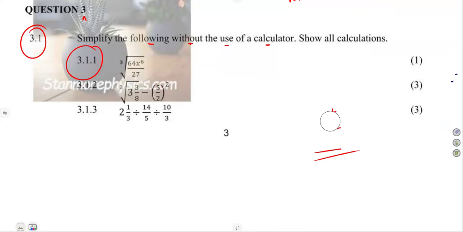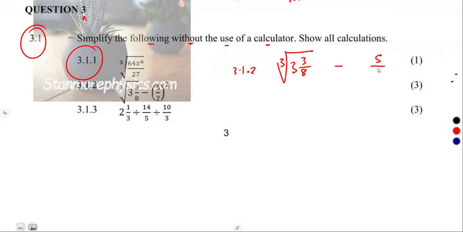All right, let us consider the second part, which is our 3.1.2, where you're given the cube root of 3 and 3 over 8, minus 5 over 2 squared, like this, right? So what is the cube root of this? We have to rewrite this as an improper fraction. Multiply this, add the numerator. So 8 times 3, that's 24. 24 plus 3, that's 27. So it's going to be the cube root of 27 over 8.